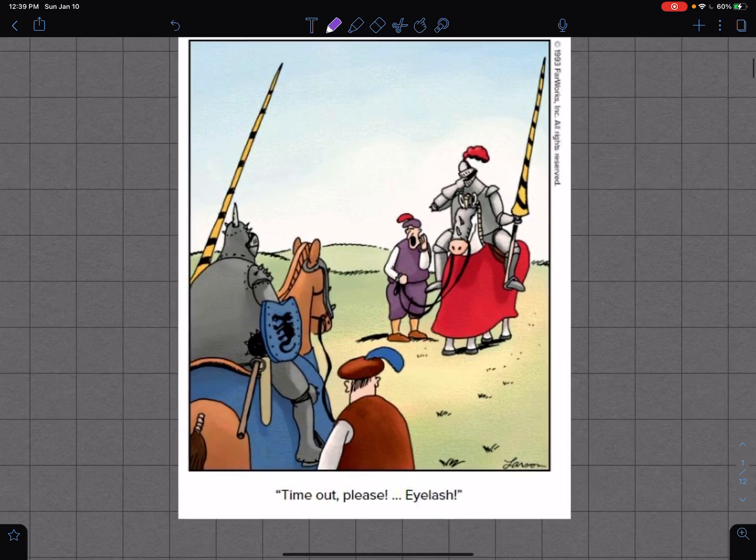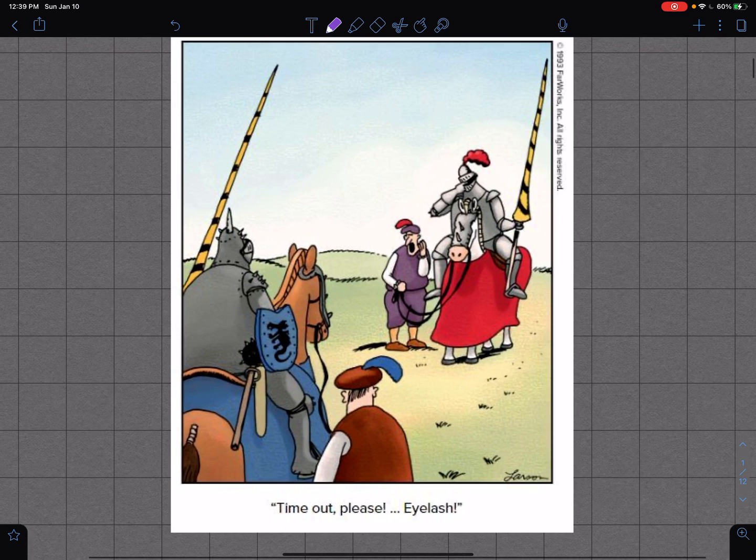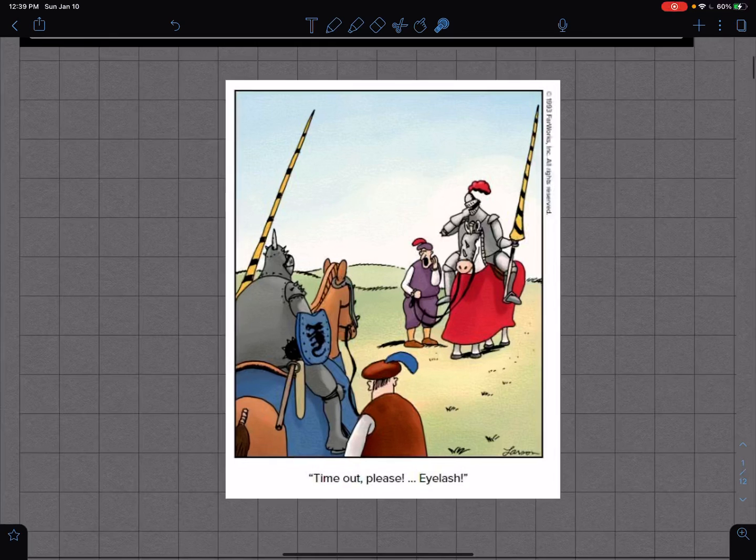Here we go. We're going to start out with a comic. Look, these guys are about to joust each other or something like that. I think that's what it's called. But this guy's yelling, "Time out, please. Eyelash." Right? Speaking of probability, that has probably happened at some point, right? That would be the worst time in the world to get an eyelash in your eye.